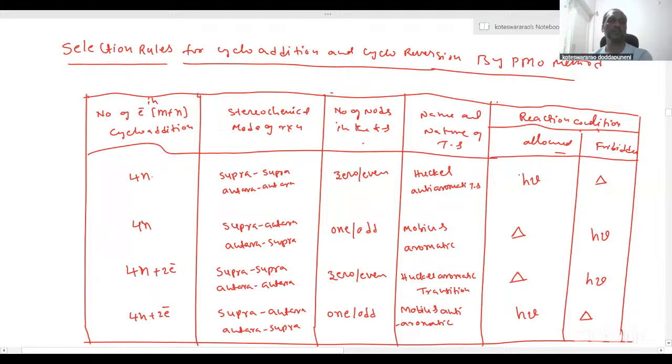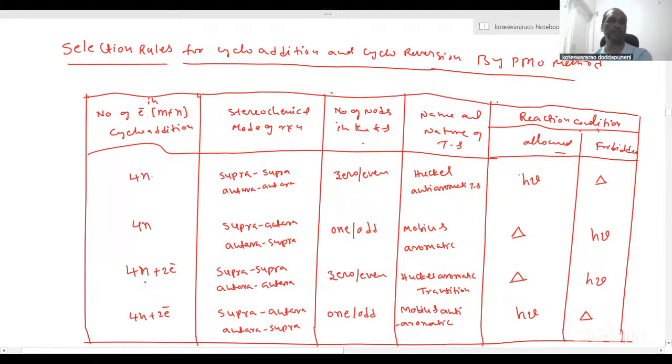If the 4n electron 2+2 cycloaddition reaction proceeds through the supra-antara or antara-supra mode of stereochemistry, then it involves one or an odd number of nodes. That becomes the Mobius case, with 4n electrons, so it is a Mobius aromatic transition state. Therefore it is thermally allowed and forbidden under photochemical conditions.